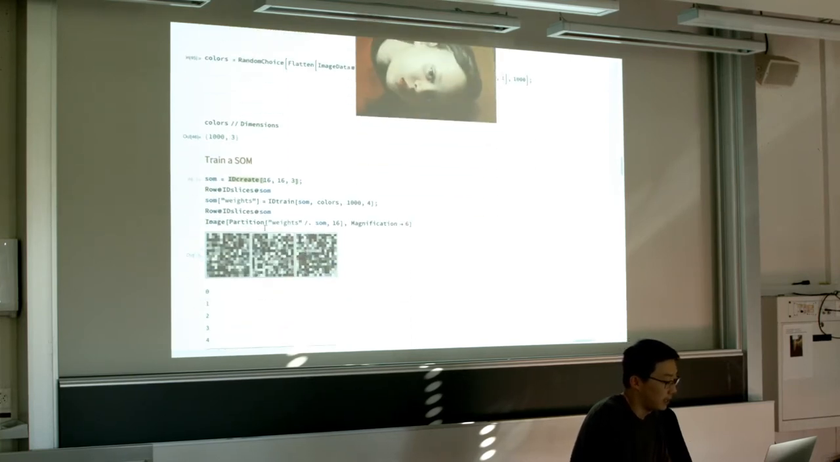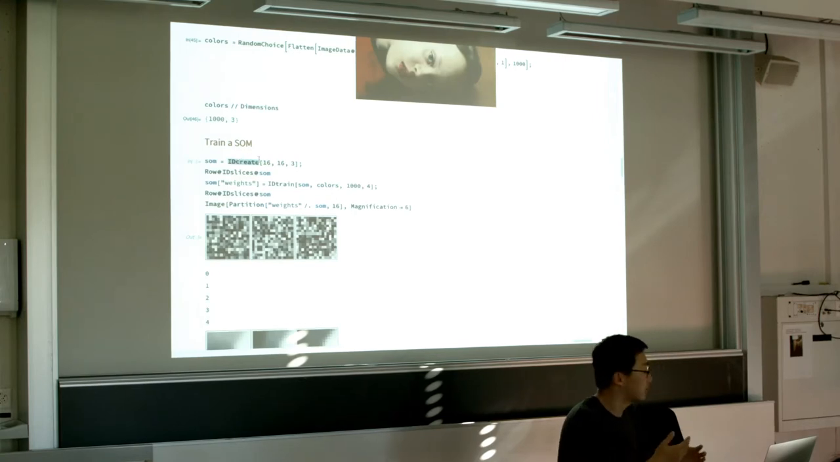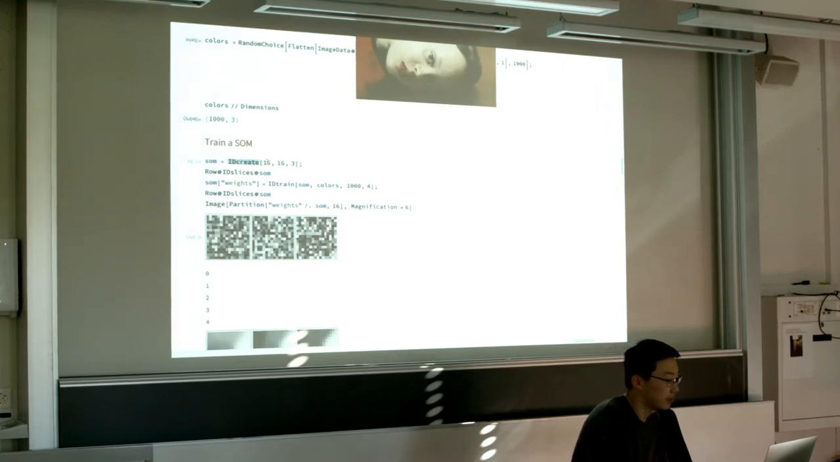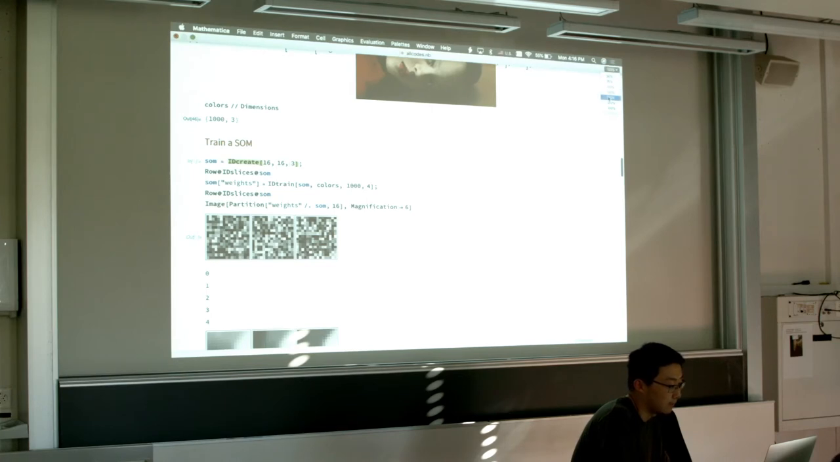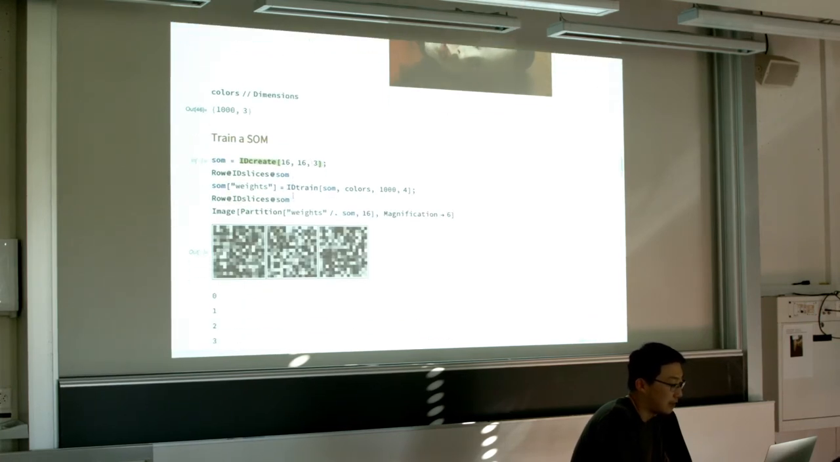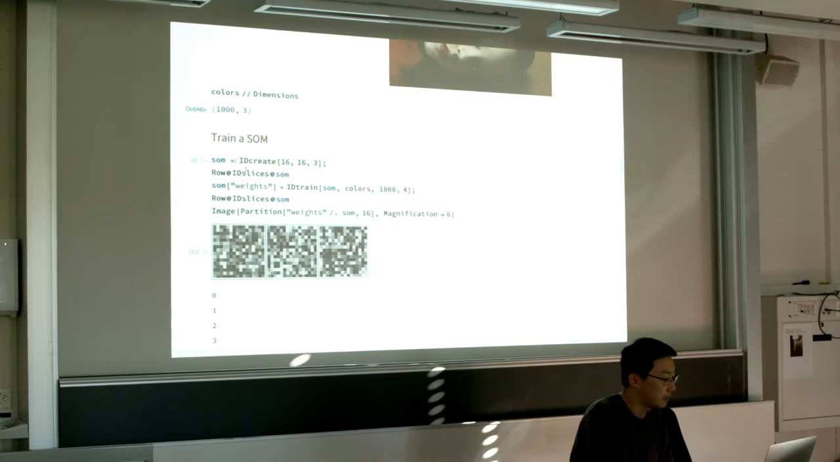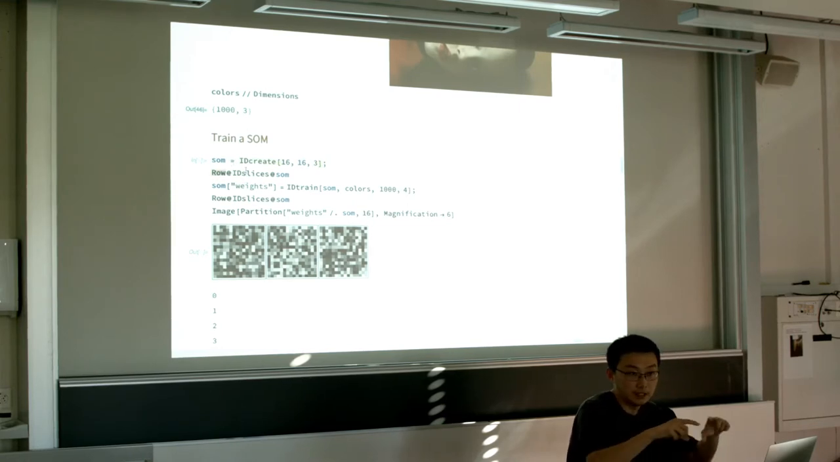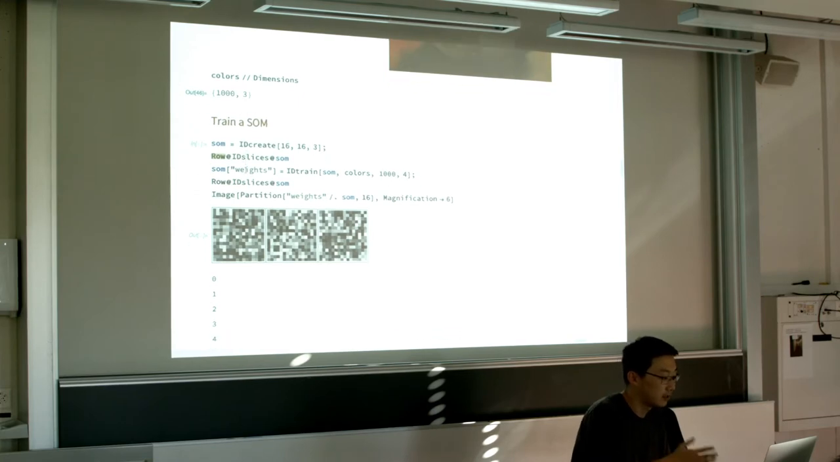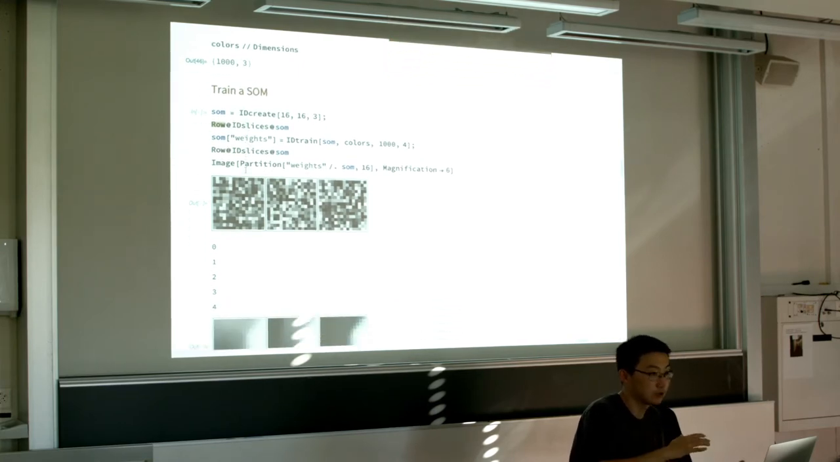And then the second step will be to train a SOM. Here this function creates a SOM of 16 by 16 with vectors of dimension 3. So I have a 16 by 16 by 3 SOM, which means each cell of the SOM has three numerical values. I can show these three dimensions separately so that I get an idea. And after the training, I will show these three dimensions again to see how the values changed before and after the training.